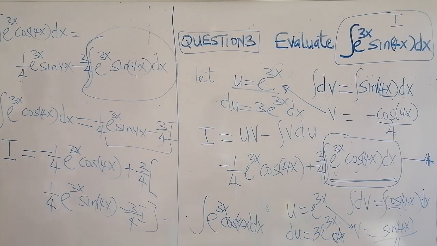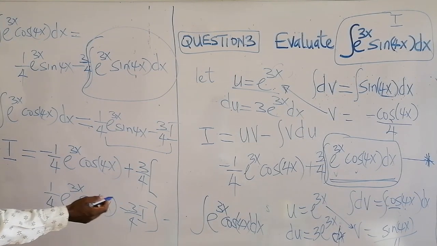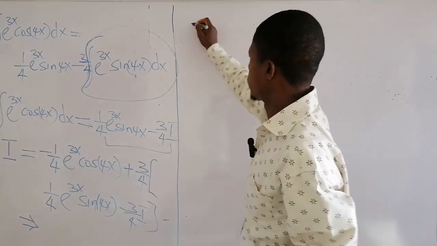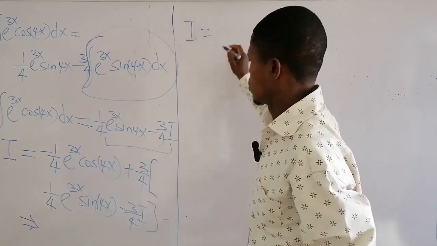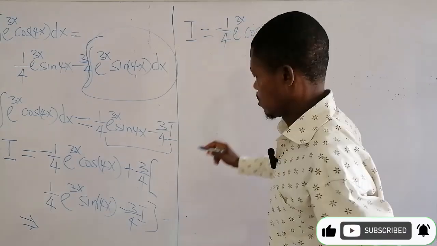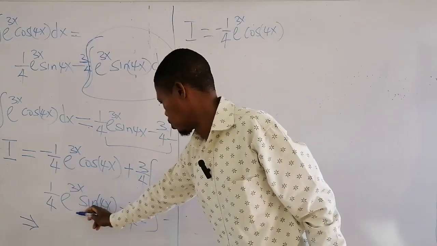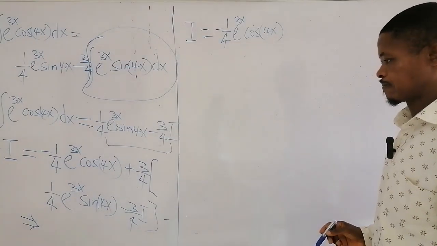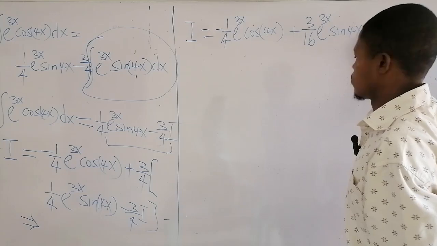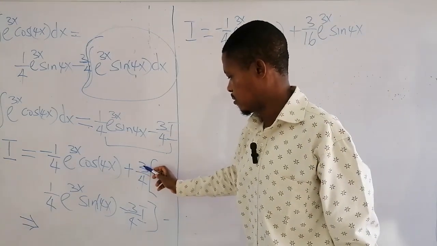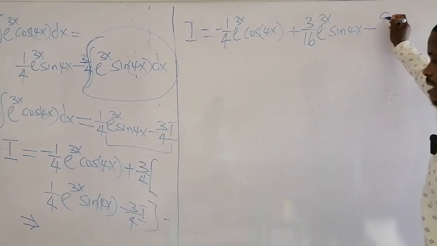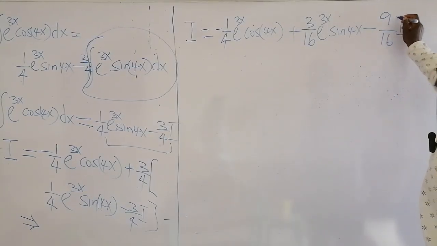So what we're going to do now is open these brackets and then move this I to the other side. So we now have this I equal to minus 1 over 4 exponential to the power 3x cos 4x. Then plus 3 over 4 times this one. So that will give us 3 over 16 exponential to the power 3x sine 4x. Also, plus 3 over 4 times minus 3 over 4 I. That will be minus 9 over 16 I. So that's what we have now.